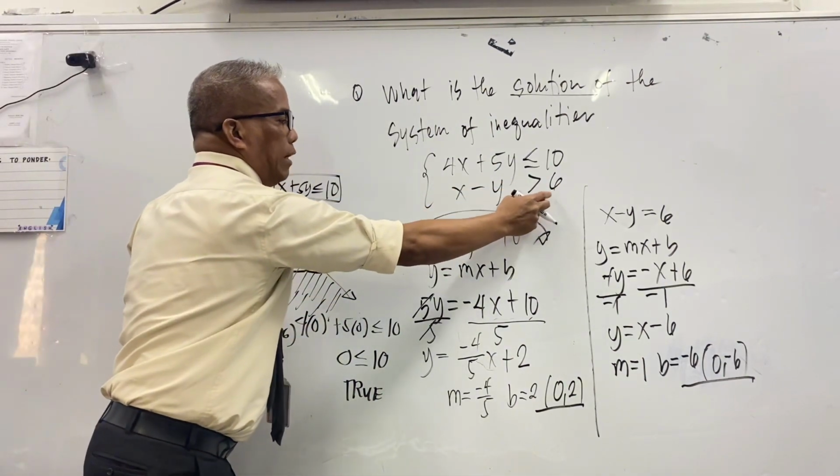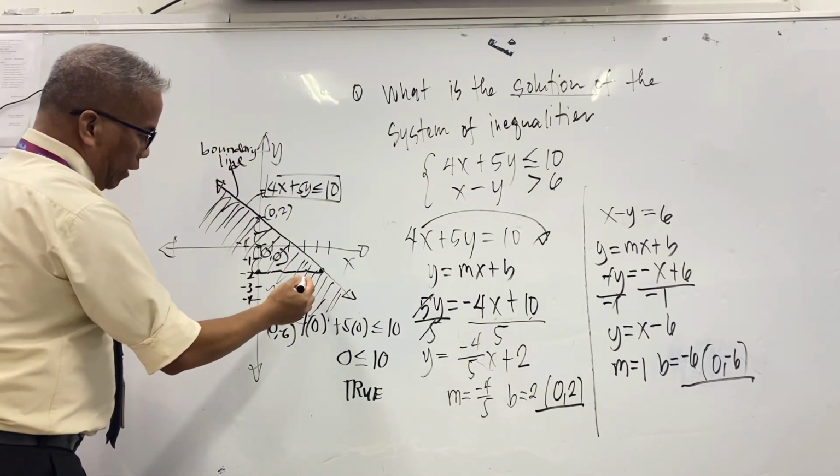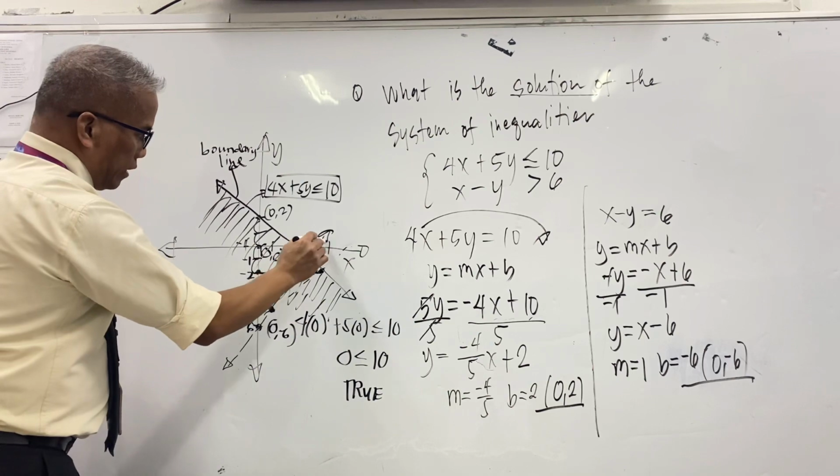But again, go back here. This is greater than, so the line will be a dashed line. So this is the graph.